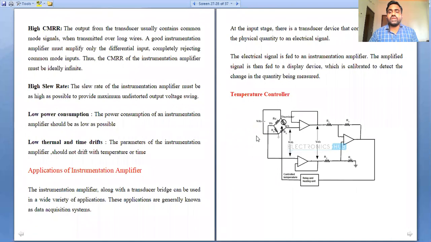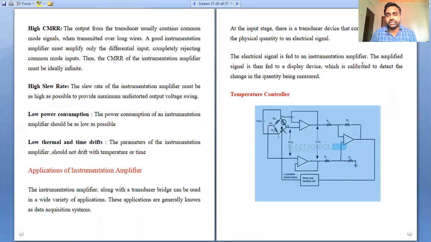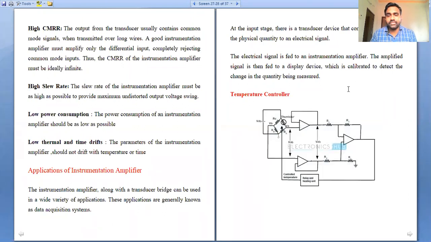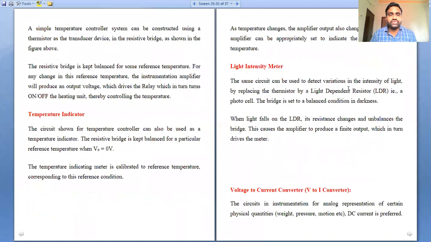In our application, the instrumentation amplifier is a device which converts physical quantities into electrical quantities. It can measure the physical quantities with the help of a transducer. Here we are using thermistors. So how can we measure temperature? The temperature can be controlled using this equipment.